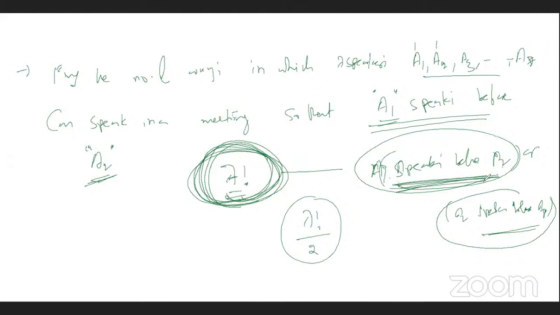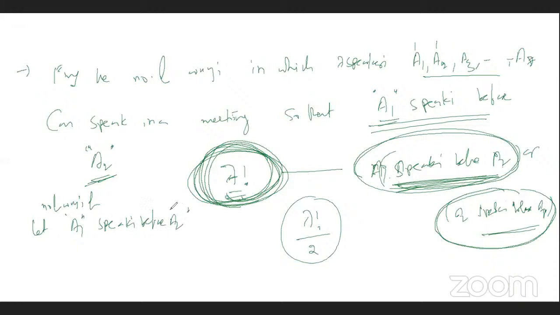Because the number of cases of A1 speaks before A2 is the same as the number of cases of A2 speaks before A1. ఇలా చూడండి. Let the number of ways of A1 speaks before A2 be n. Tejas, the number of ways of A2 speaks before A1, ఇది కూడా ఏమవ్వాలి? M. Are you understanding? Yes, sir.